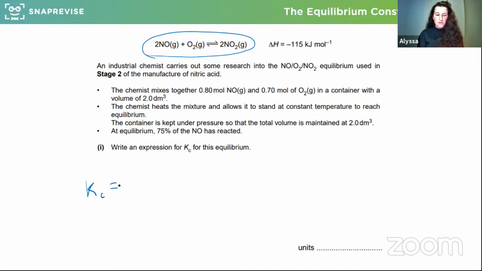Oh, we've got some people doing brilliantly already. Fantastic. And can we work out our units as well? So again, products over reactants, always products over reactants whenever we do equilibrium constants.